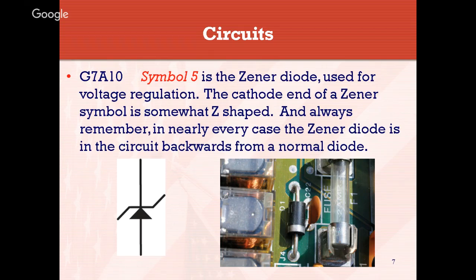Zener diodes are often used in crowbar circuits. Again, it helps to protect certain things without blowing the fuse necessarily.